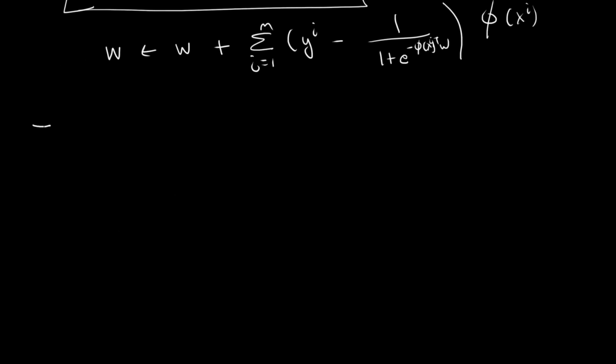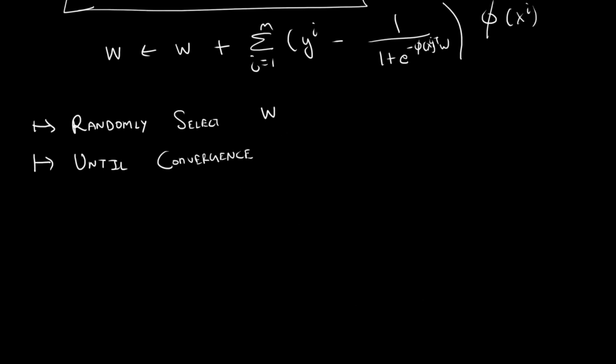We'll randomly select some w, which we will denote by just w, and until some convergence condition is achieved, for all the data points, do the following update.